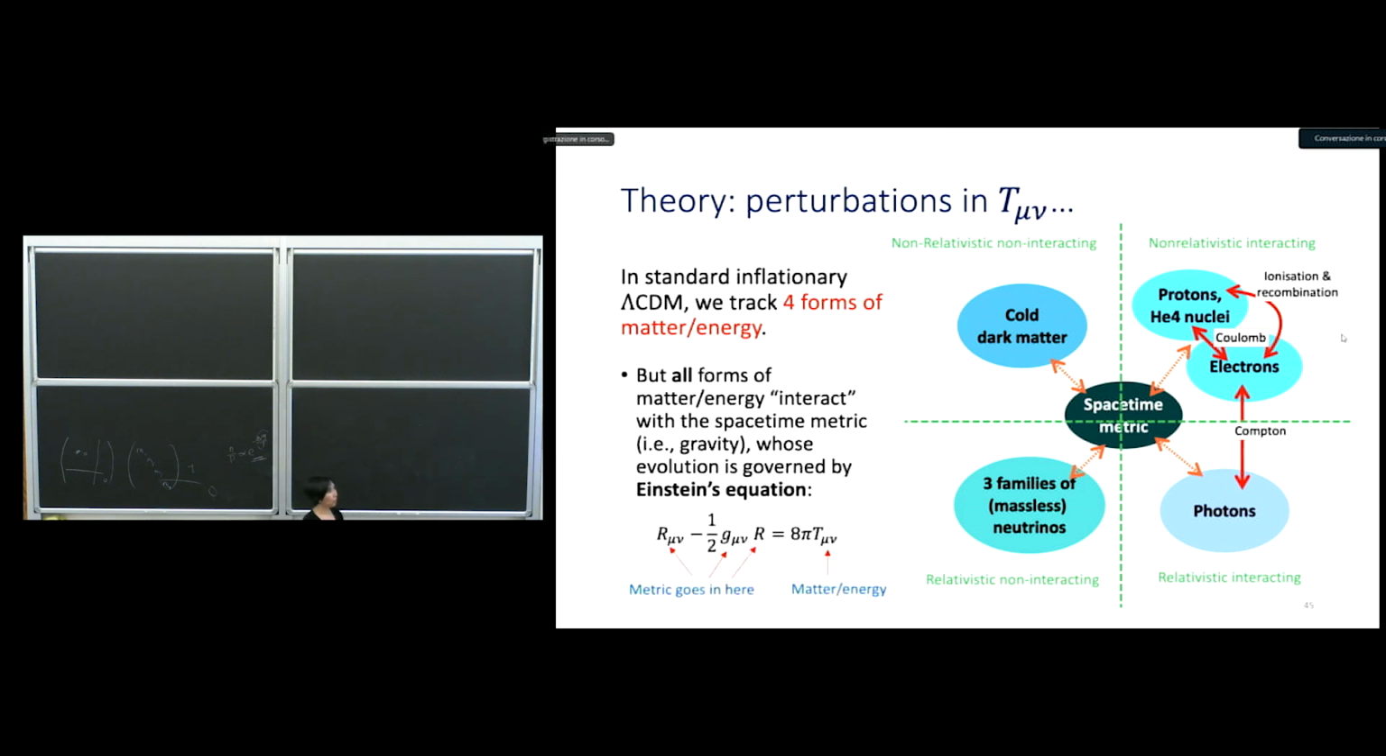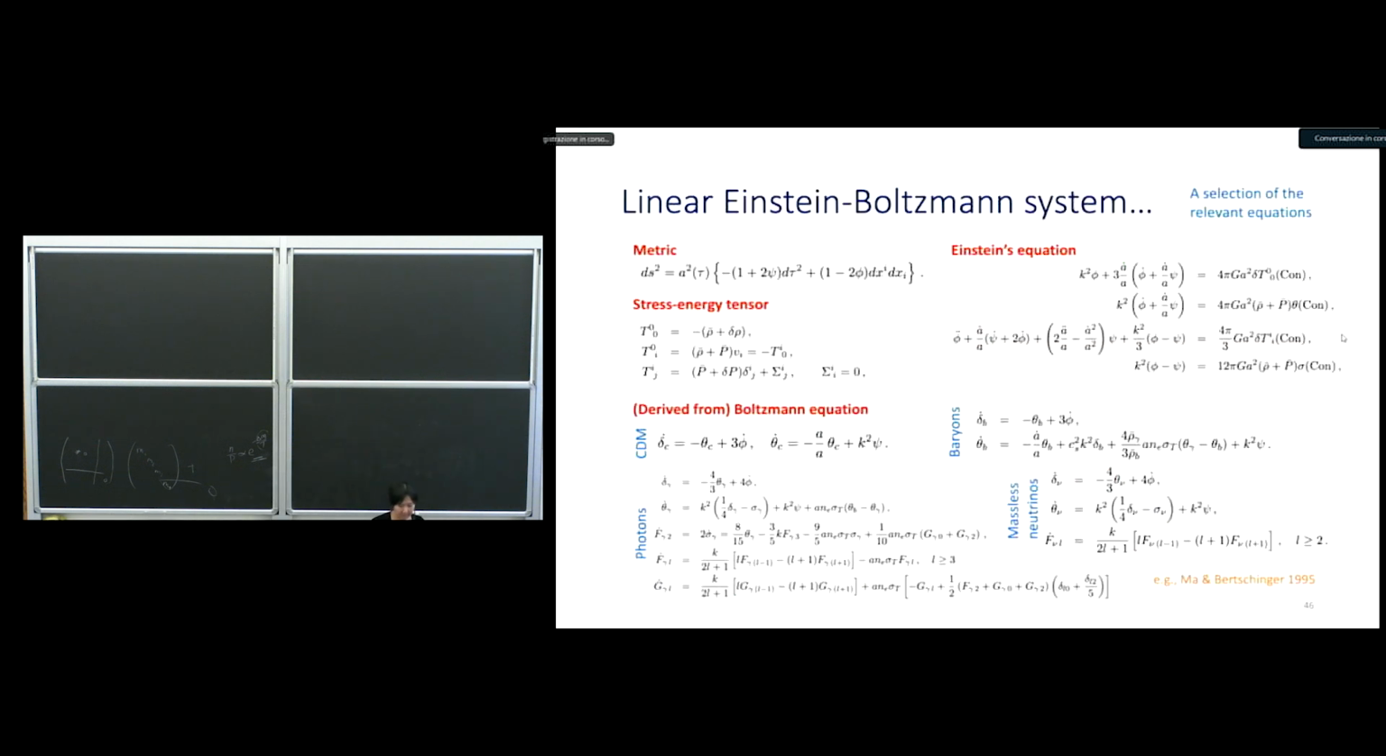But of course, all forms of energy densities will interact with the space-time metric, which is indicated by these orange dash arrows here. And of course, that would just mean that we have to take into account the perturbations of these things and then feed it into Einstein's equation to see how that changes the metric. There's a set of equations you can write down to describe the whole system.